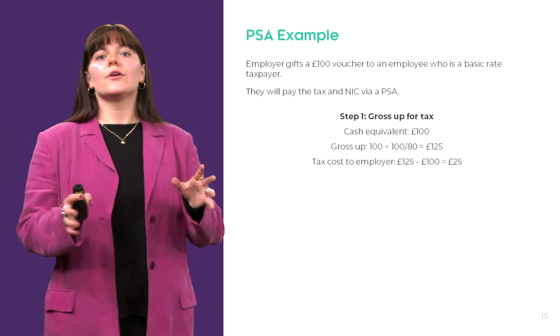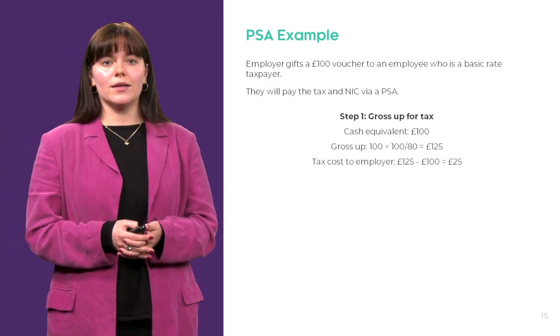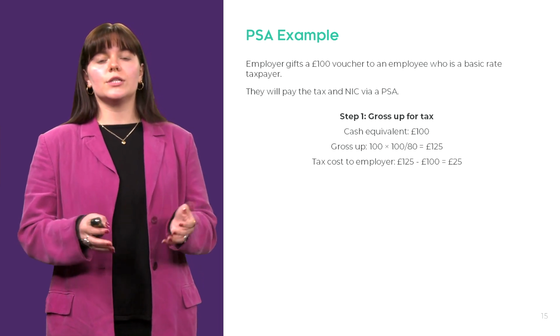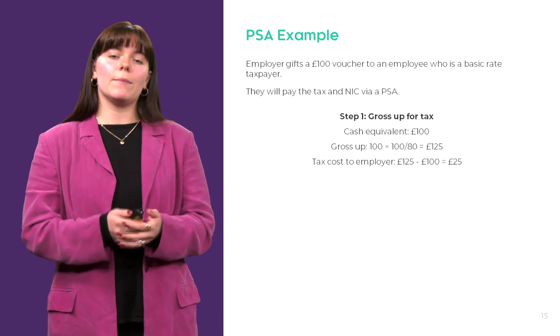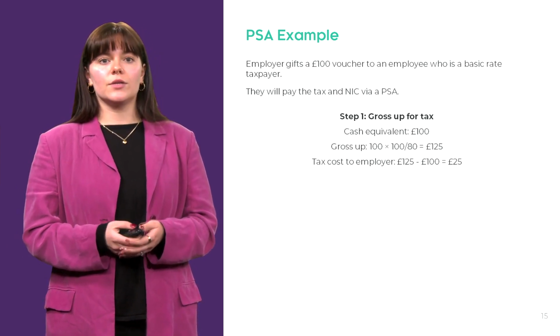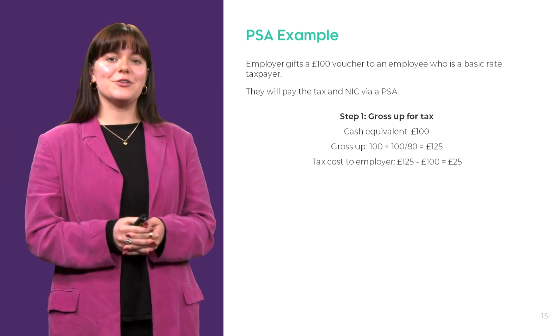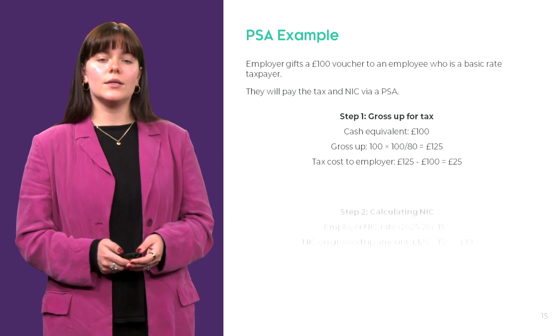First, let's calculate the tax. Since the employee is a basic rate taxpayer, the gross up factor is 100 over 80. That gives us £100 multiplied by 100 over 80, which is £125. So the tax the employer is covering is 125 minus 100, which is £25.